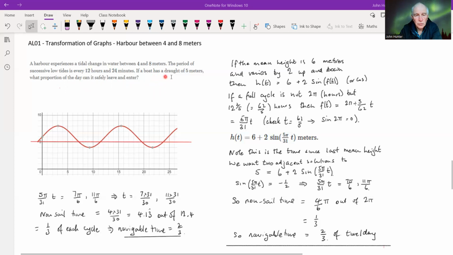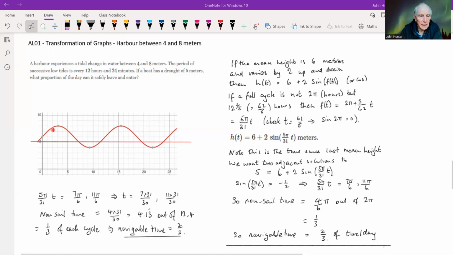So a draft of 5 meters basically means that's the depth it needs in order to be able to sail. What proportion of the day can it safely leave and enter? What proportion of total time can it safely leave and enter? We might read this as that. Okay, let's just have a look at this graph.